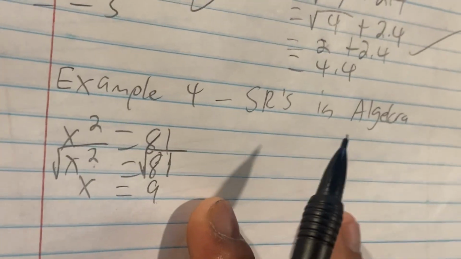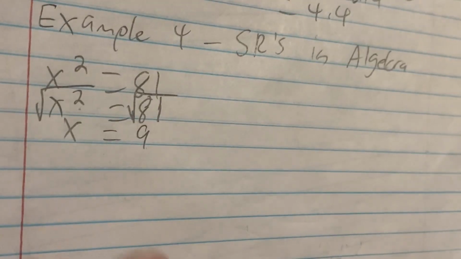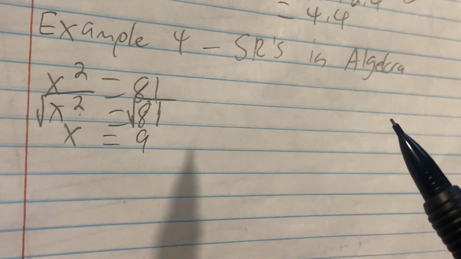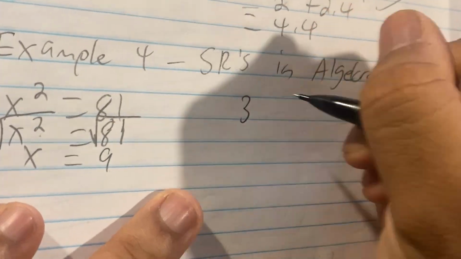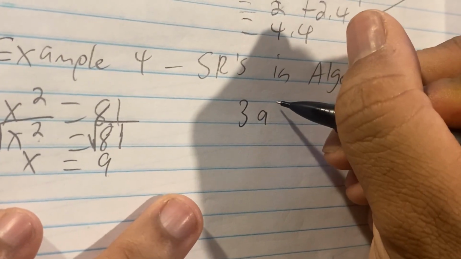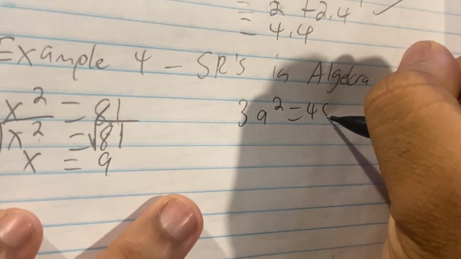However, let's say we don't get a question that's as easy. I really hope you guys understood that. But let's say we don't have a question that's as easy and we get a harder question. Let's say we have 3 times a to the second power equals 48.